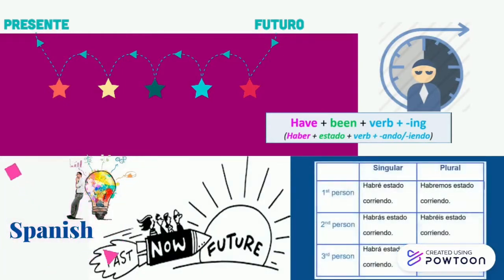For example, in singular we have habré estado corriendo, habrás estado corriendo, habrá estado corriendo. In plural we have habremos estado corriendo, habréis estado corriendo, habrán estado corriendo.